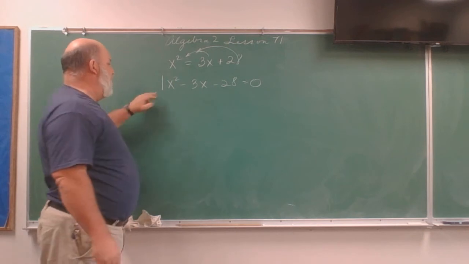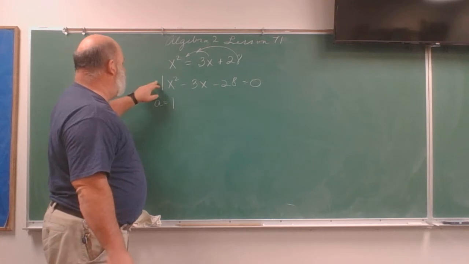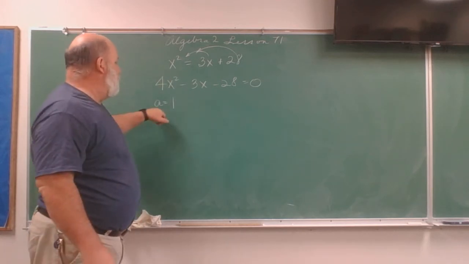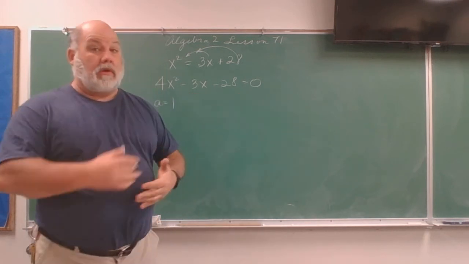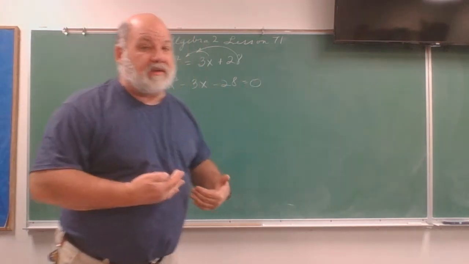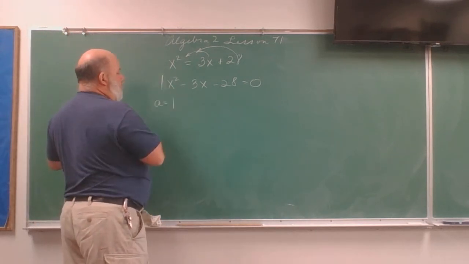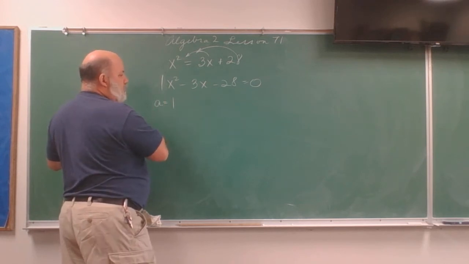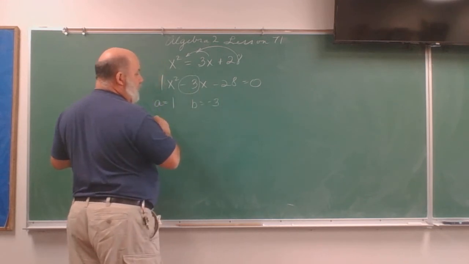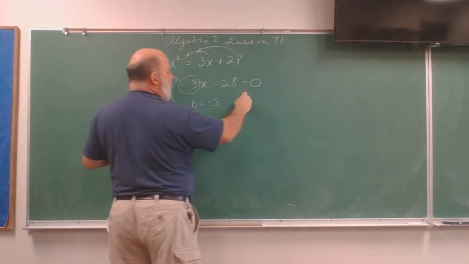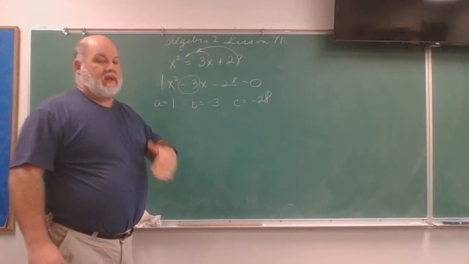We're now set up to solve with the quadratic formula. The coefficient of x squared is 1, so that is the letter a. If it had been some number like 4, then we would say a equals 4. We would not divide by 4 unless we were going to complete the square, that long, tedious process. We're not going to do that. So a equals 1. B is not just 3, B is negative 3. C is not just 28, it is negative 28. And now we're going to plug those numbers into that formula.